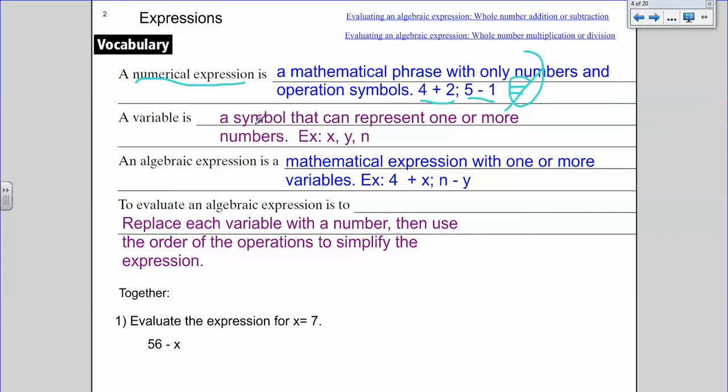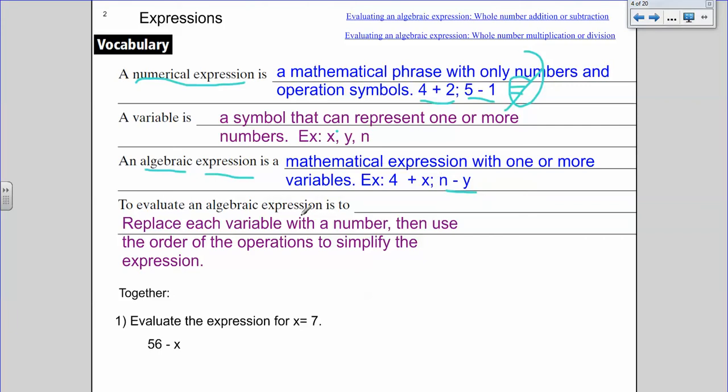Okay, we all know that a variable is a letter or a symbol that can represent a number. So x, y, n. Notice when we write variables, we always use lowercase letters. We never use uppercase letters. An algebraic expression means my expression is going to have variables in it, and I might have two variables, so in this case, I have n minus y. I might only have one variable, as in this one with 4 plus x.